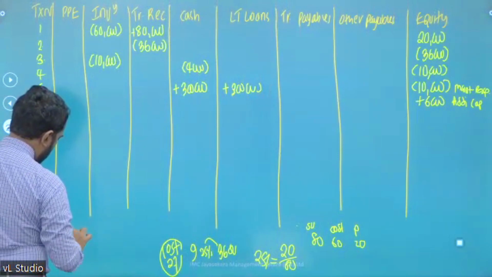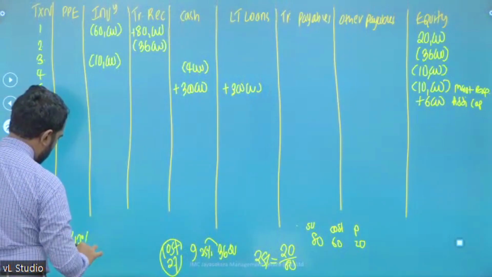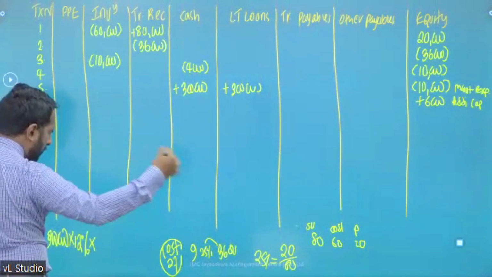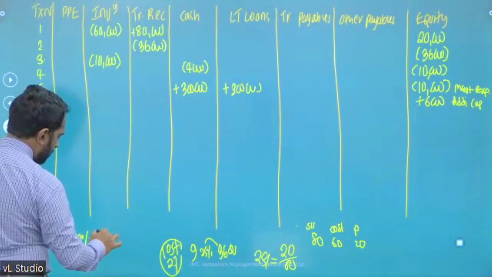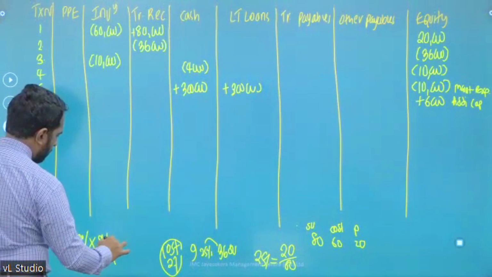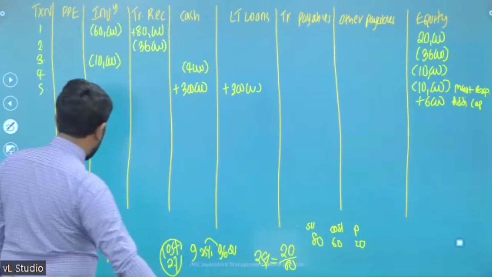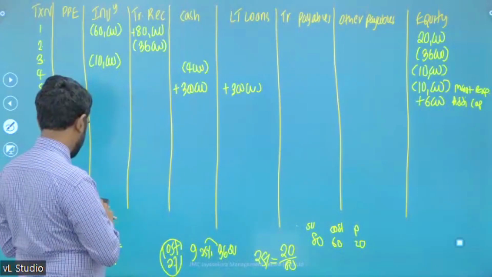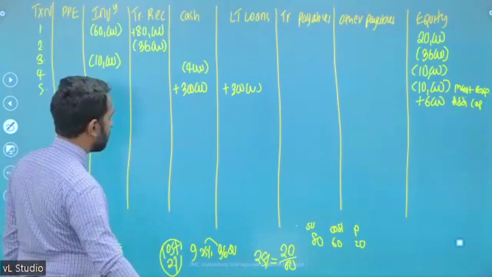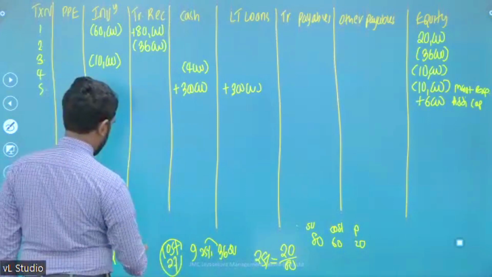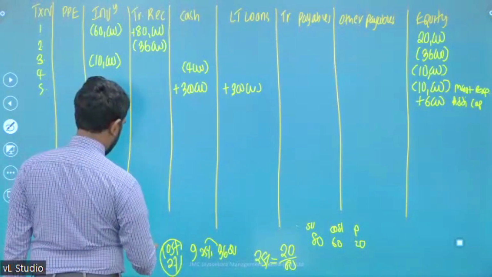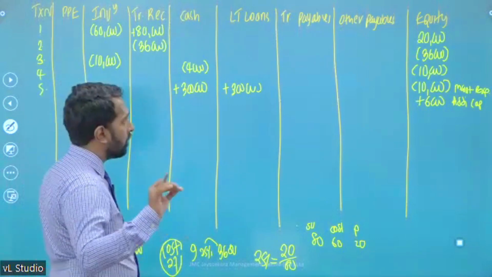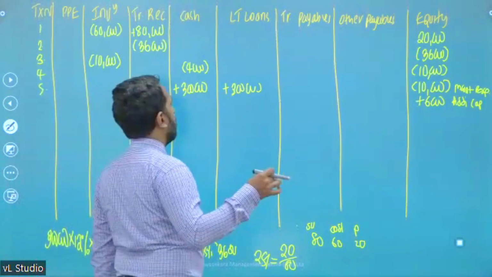300,000 multiplied by 12%. And we are taking on 1st of July. 1st of July to 31st of March is 9 months. So the interest will come to 27,000. Remember, 27,000 interest has not been paid yet, right?